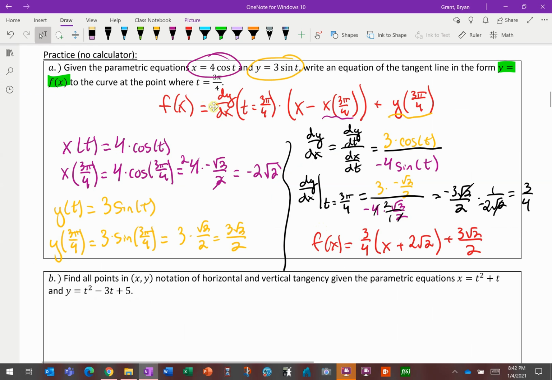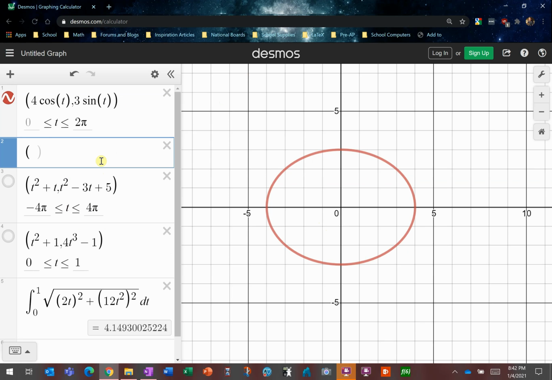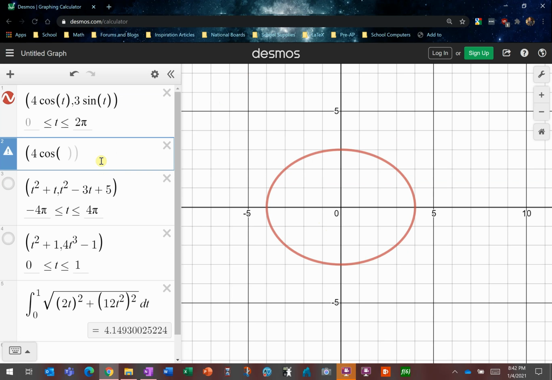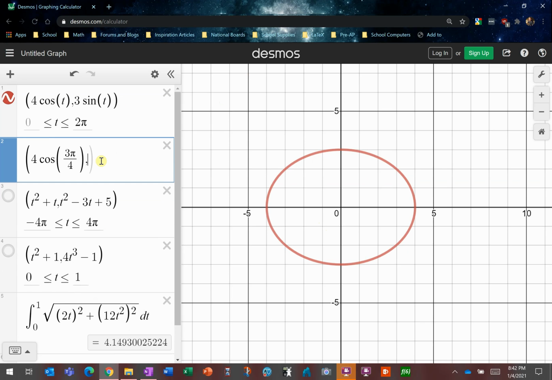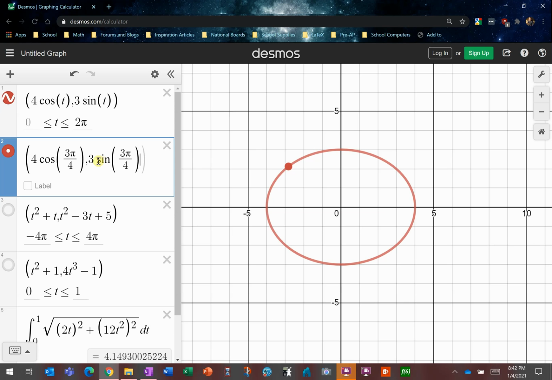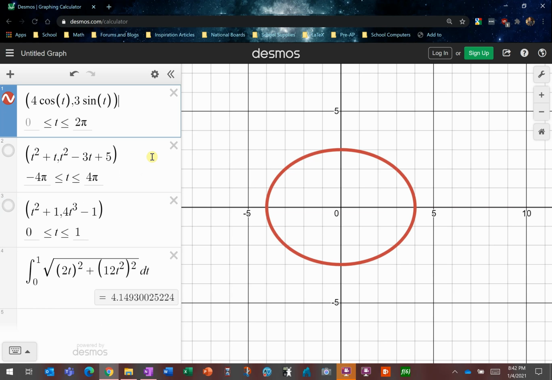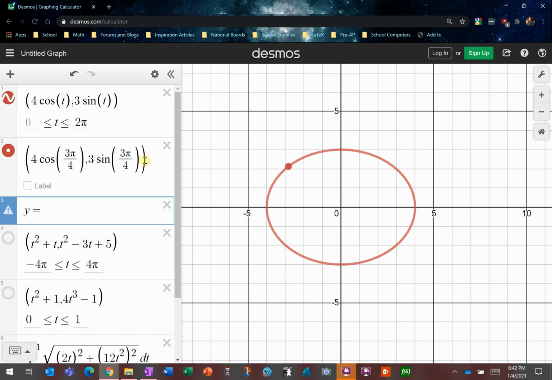In particular, they asked us where t equals 3 pi over 4. How do we see where that point is? Well, we just say 4 times the cosine of 3 pi over 4, comma, 3 sine of 3 pi over 4. Okay, so we can see the point out there, right? Now we want to write a tangent line to it, but we just did that.